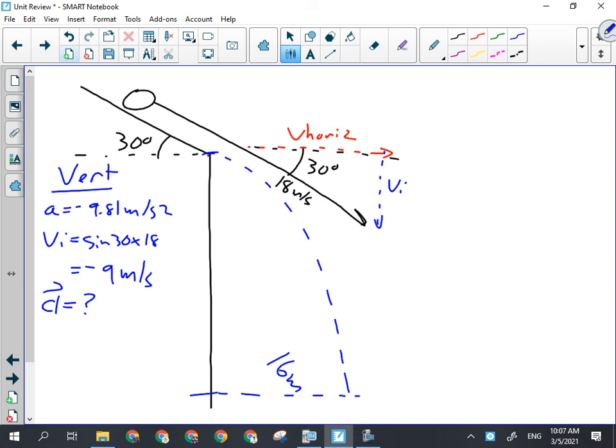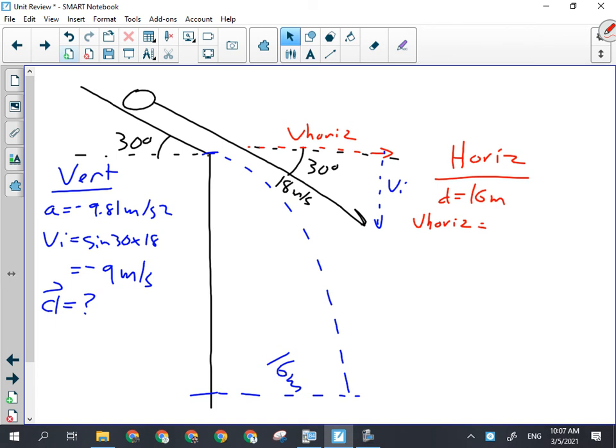Okay, so if I'm looking for vertical displacement, I need one more piece of information. I either need VF or I need t, one or the other. Okay, I would say I don't really have any way to get VF right now. Okay, but I can calculate time using the horizontal information. So I'm going to go back over here and write down everything I know horizontally. I know horizontally it's going to travel 16 meters, and I can calculate V horizontal.